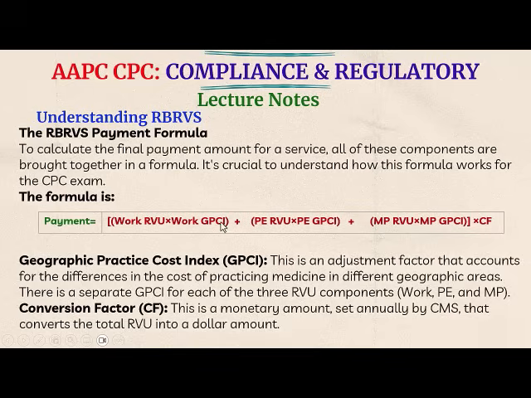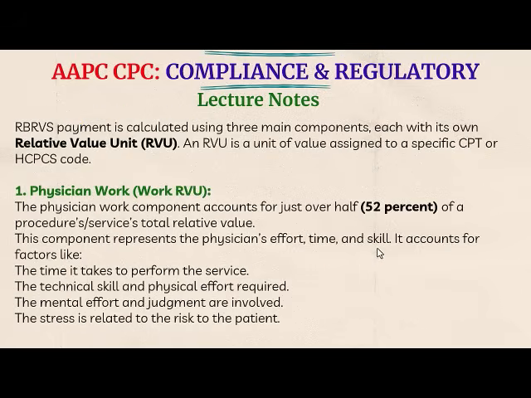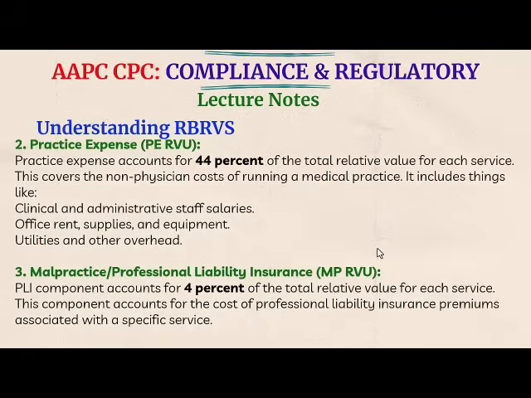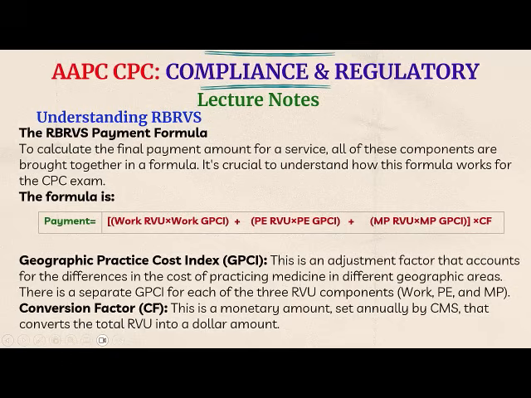Here, GPCI is the Geographic Practice Cost Index. This is an adjustment factor that accounts for the differences in the cost of practicing medicine in different geographic areas. There is a separate GPCI for each of the three RVU components: work, PE, and MP. So the physician work RVU, the practice expense RVU, and the malpractice RVU each have their own GPCI, and then there is the conversion factor, CF. This is the monetary amount set annually by CMS that converts the total RVU into a dollar amount.